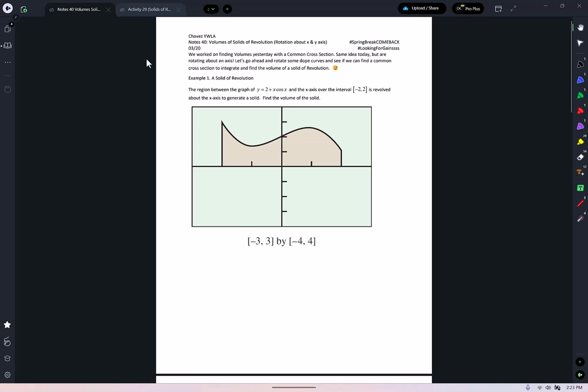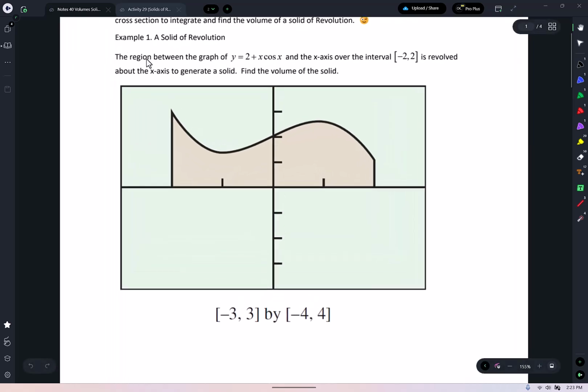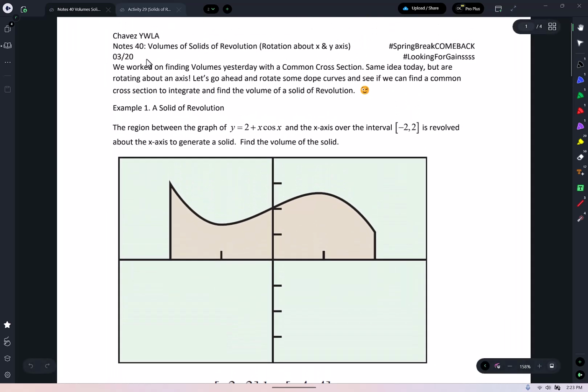All right, guys. So those of you that are really good at art, you're gonna love this. It's the same thing we were doing yesterday. We're adding an infinite amount of cross sections. Only this time, we're gonna be rotating about an axis. We're rookies, so we're gonna rotate around the x and y axis only.